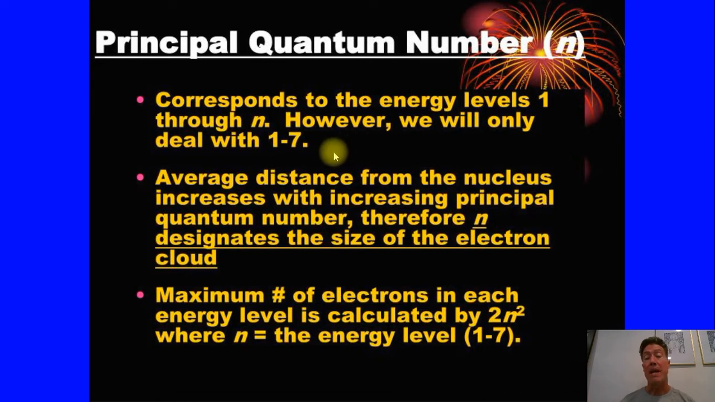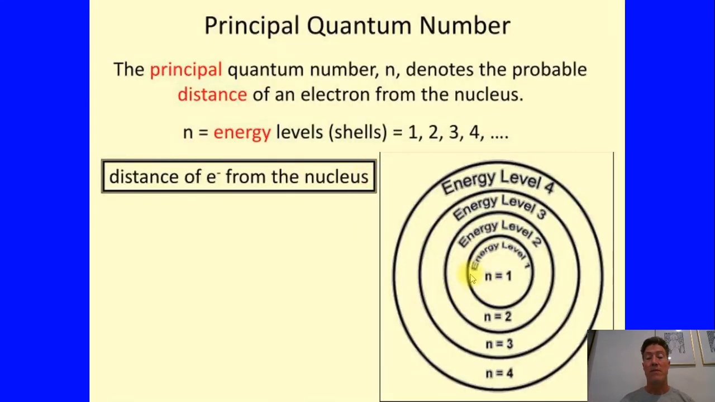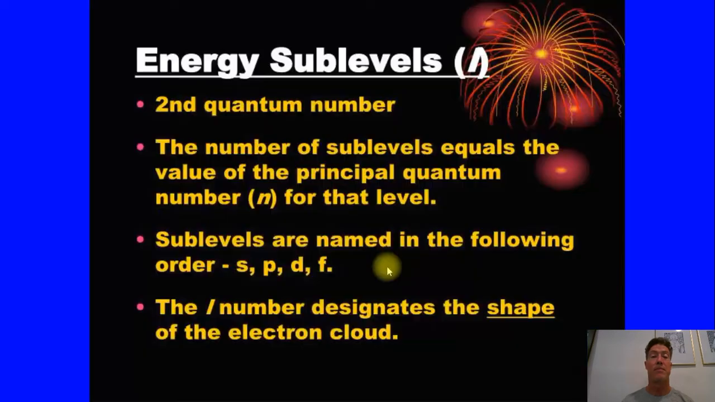As we look at the periodic table a little bit later on, we're going to see that there are basically 7 energy levels, 7 energy shells of increasing distance from the nucleus. So this is the first energy level. That will correspond to period 1 in the periodic table. This is energy level 2, 3, 4, and so on. And each one is increasingly further from the nucleus.